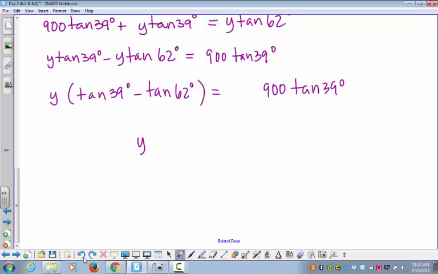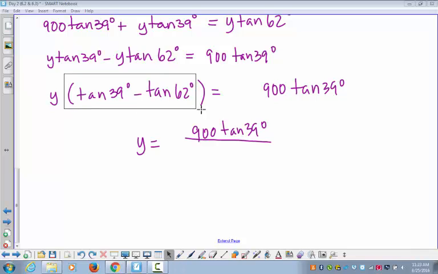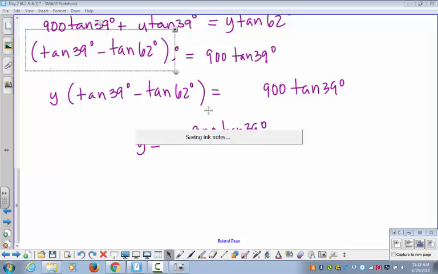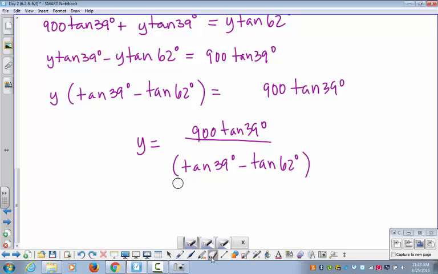And then our y will equal, our last step is division. So we have 900 tan 39, and all of that will be divided by that parenthetical quantity that's being multiplied by y. So we're going to divide by that whole thing. Oh, I can't erase those parentheses.